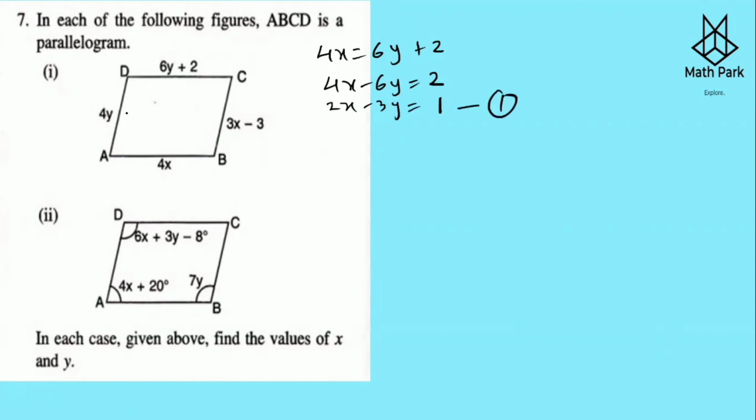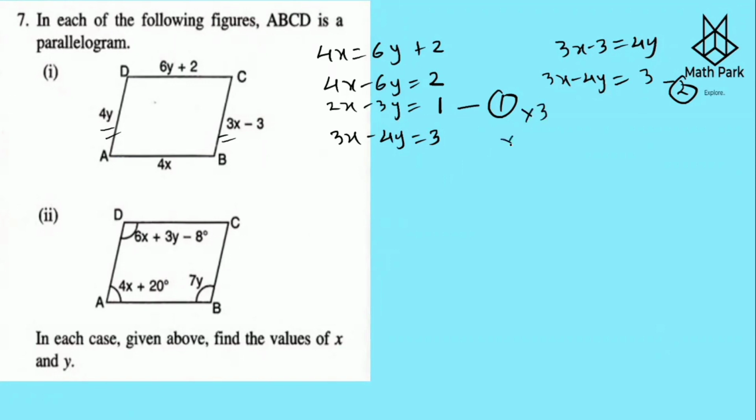Now let us use the other side. So we have 3X and these two are equal. So we get 3X minus 3 is equal to 4Y. So we get 3X minus 4Y is equal to 3, as the minus 3 goes here and becomes plus 3. So this is our equation number 2. So let us solve these two equations. We have 2X minus 3Y is equal to 1 and 3X minus 4Y is equal to 3. So we'll have to equate the coefficients of any one to use the elimination method to solve this. So let us multiply equation 1 by 3 and equation 2 by 2.